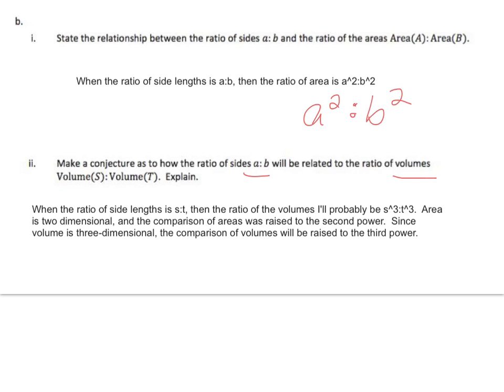Make a conjecture as to how the ratio of sides A to B will be related to the ratio of volumes, S to T. So if my ratio of side lengths is S to T, then I bet the ratio of volumes will probably be S cubed to T cubed. Area is two-dimensional, and the comparison of the areas was squared. Since volume is three-dimensional, the comparison of the volumes will probably be raised to the third power.